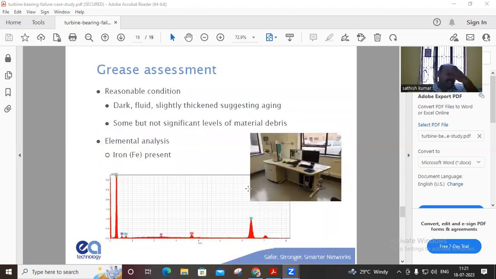So grease assessment is like you have to see whether it is dark, fluid, slightly thickened, suggesting aging, with some but not significant levels of material debris in the grease. For elemental analysis, we have to check whether iron is present or not. That is done by the X-ray diffraction method.